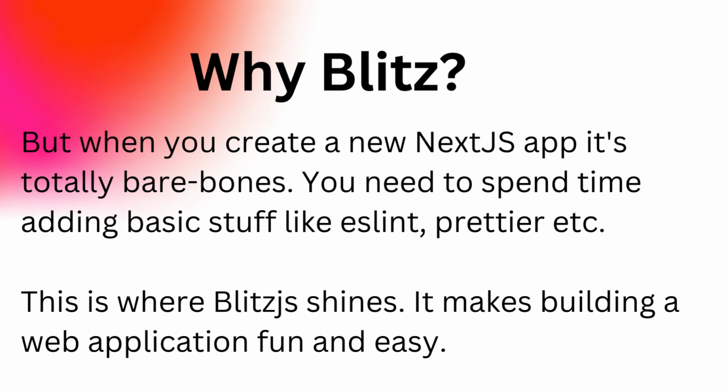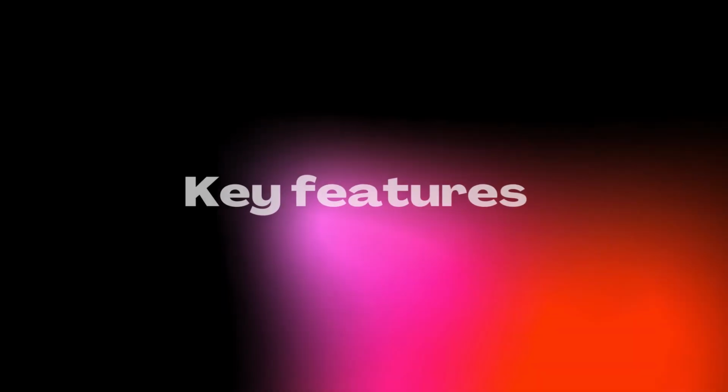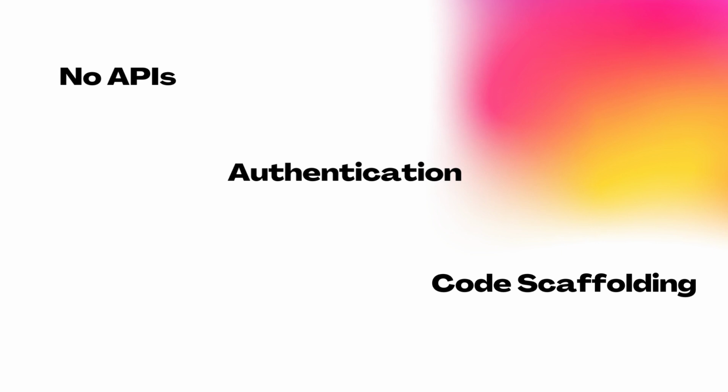When you create a BlitzJS application, out of the box you get some very good features, which help you quickly develop the web application and add features on top of that. So you are already given a set of key features. Now let's look at those key features. There are three key features which I want to talk about here. First, you don't have to write APIs, but you can if you want. Then you are provided an authentication framework out of the box. And third is code scaffolding. Let's look at each of these.